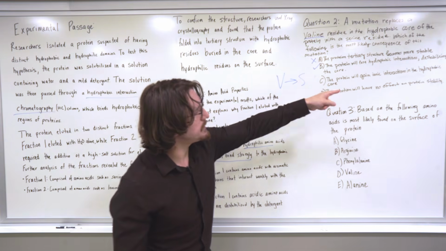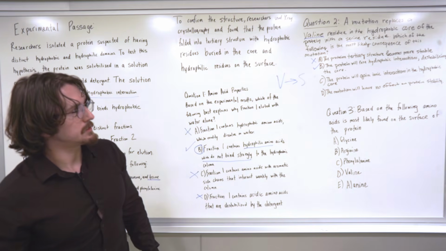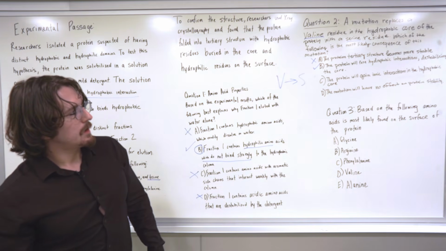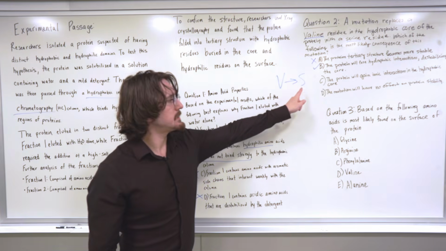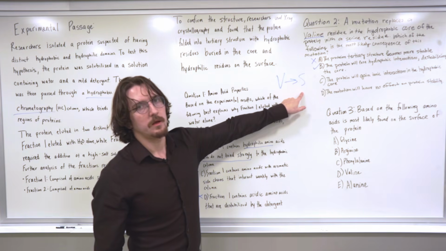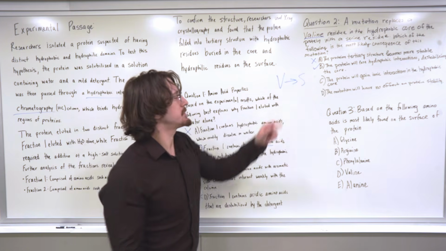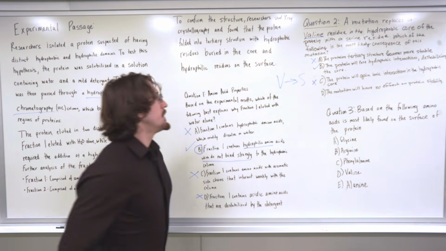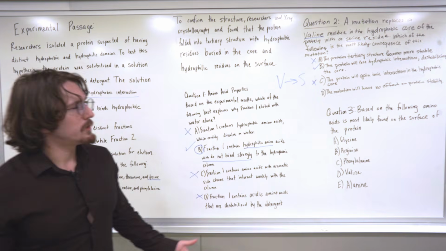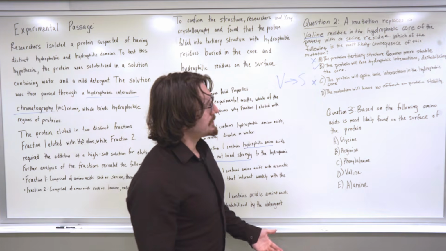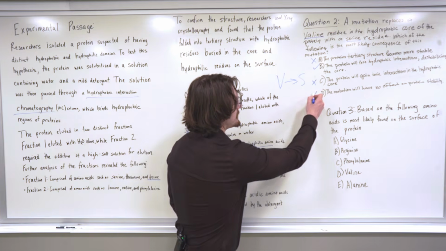So C says the protein will gain ionic interactions in the hydrophobic core. Well, we know serine is not ionic, so it doesn't participate in anion, cation, or negative positive charge interactions. It's not ionic, so that's wrong. And then D says the mutation will have no effect on protein stability. Well, this one is certainly wrong, right?